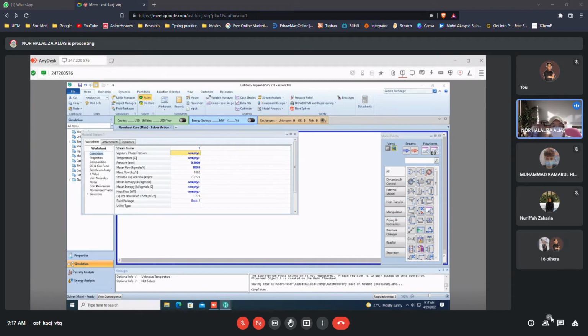Okay, so now I start with number 1. The pressure is 1 atm, T 99.5. Okay, biasanya saya akan masuk temperature dulu. Make sure the unit is correct. Degree C, pressure 1 atm. Okay, so the question is, what is the V over F and also phase stream?